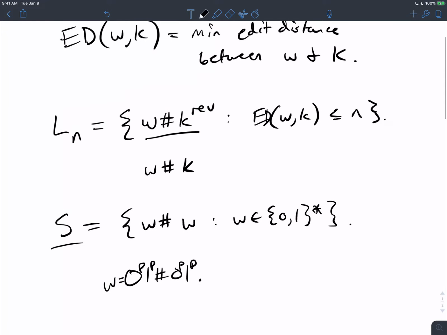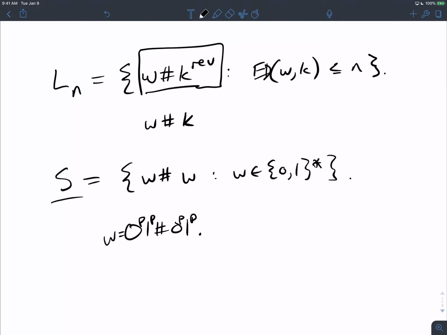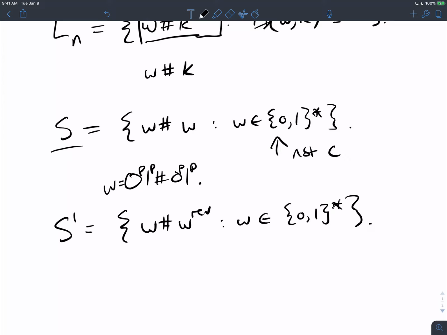So going back to the question I had earlier, why do you think I put reversed here? I'm not going to answer this directly. Let's talk about the version with W # W, where W is in {0, 1}*, with no reverse. Is this context free? This one is not a CFL. What about this one, the S' language?